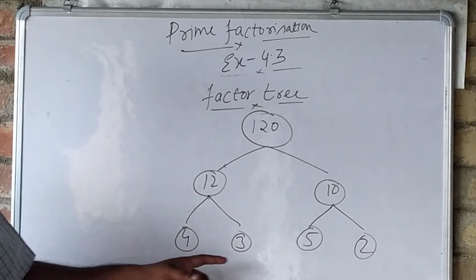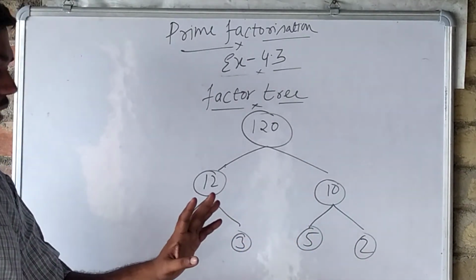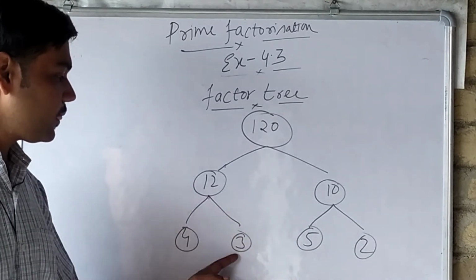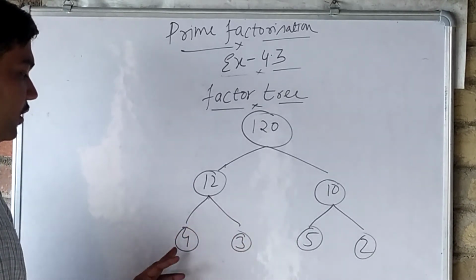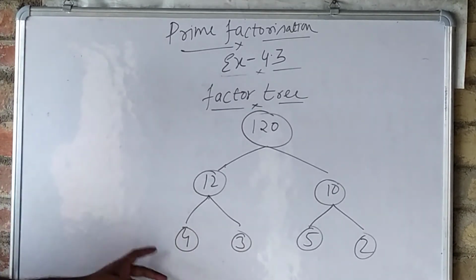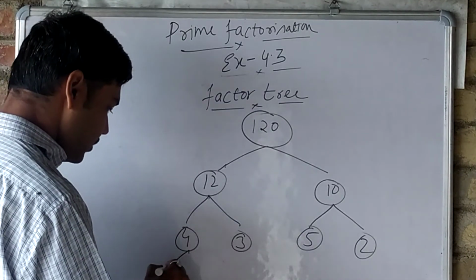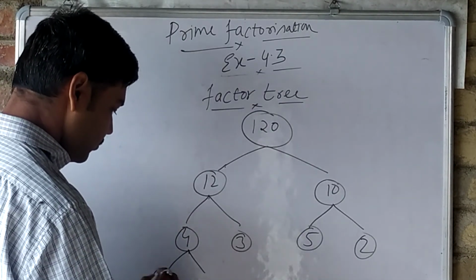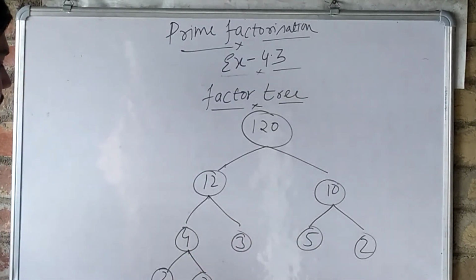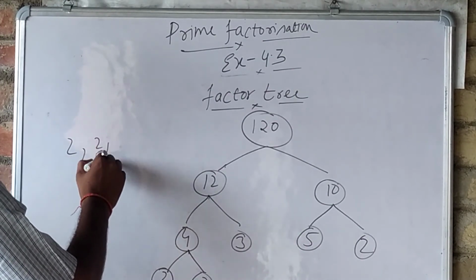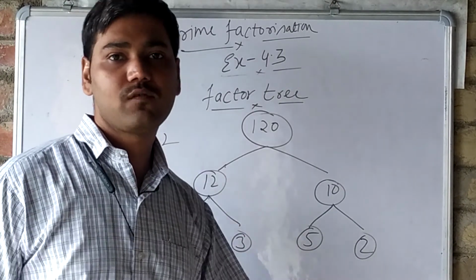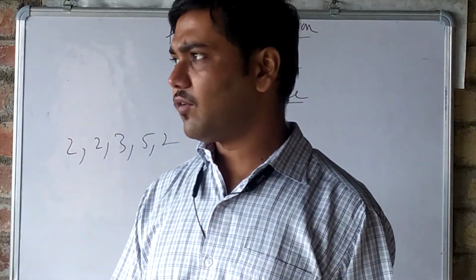Now we see that this 5 and this 2 are prime numbers, so those are solved. In 12, 4 into 3, 3 is already a prime number. This 4 is not a prime number, it is a composite number, so we have to break it again. So 4 is 2 into 2, and the rest will be the same. So the prime factors will be 2, 2, 3, 5 and 2. This is a factor tree.